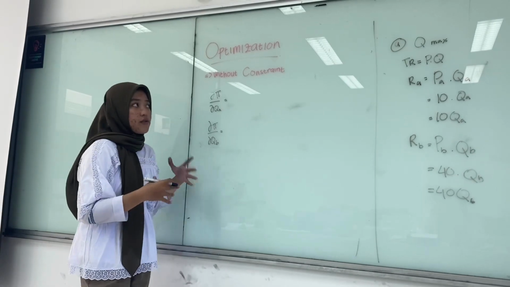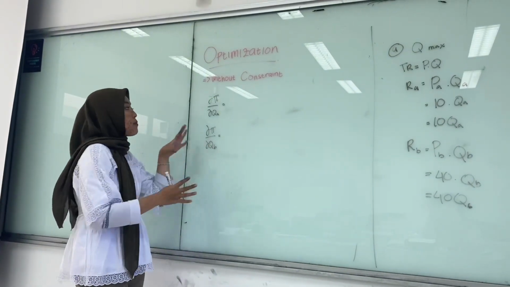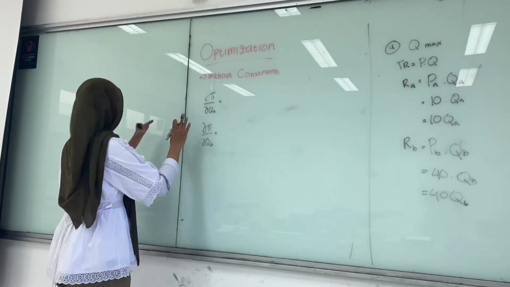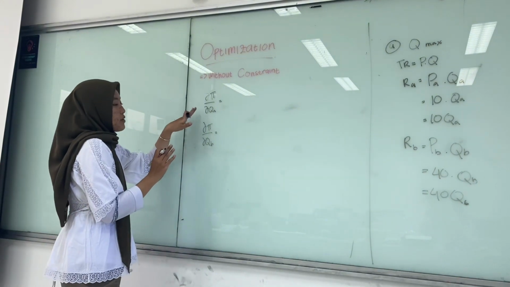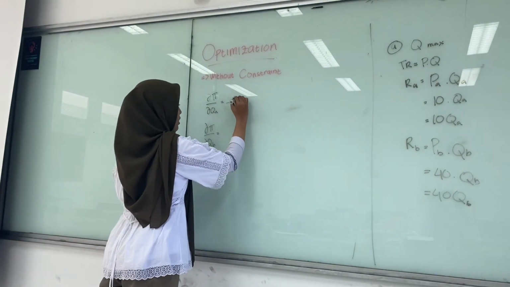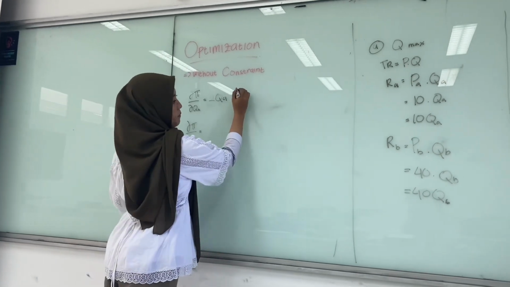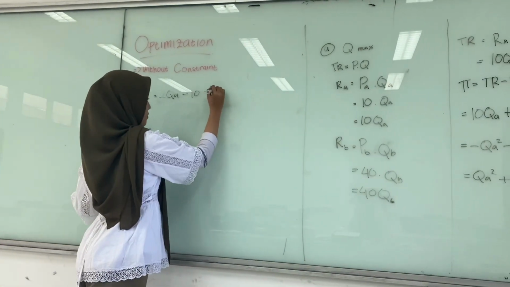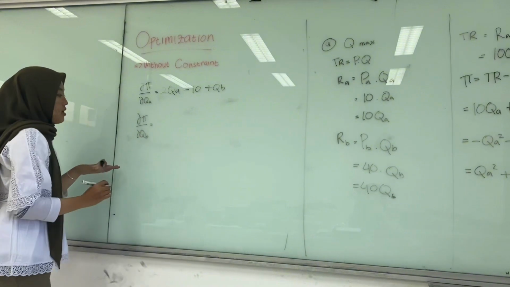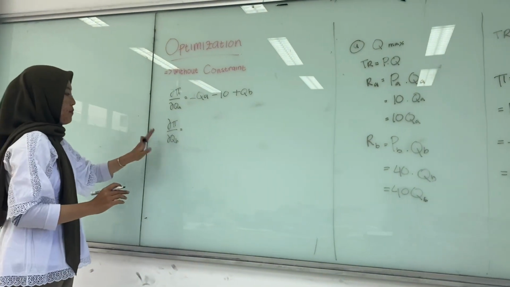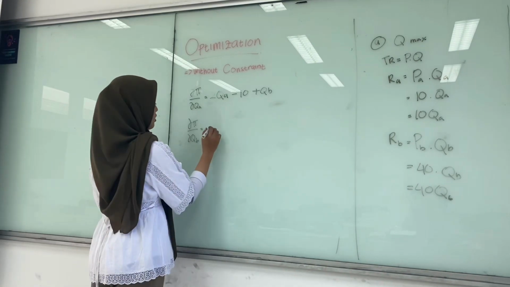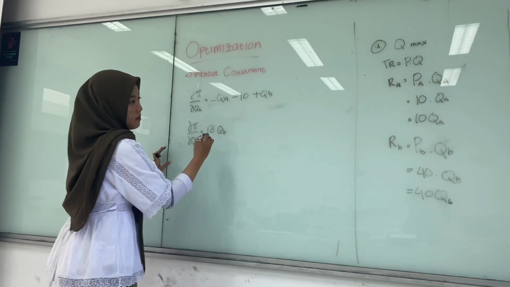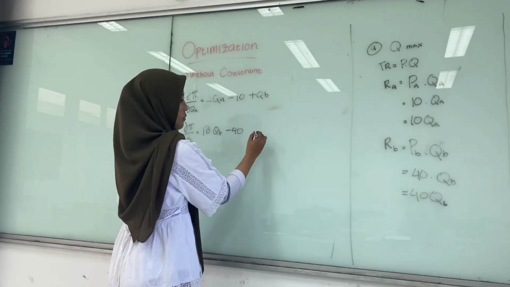Okay, how to find the Q? We find the Q by the first derivative of the profit formula. Okay, the first derivative, dou pi per dou QA is minus 2QA plus 10 minus QB, and the first derivative dou pi per dou QB is minus 18QB plus 40 minus QA.